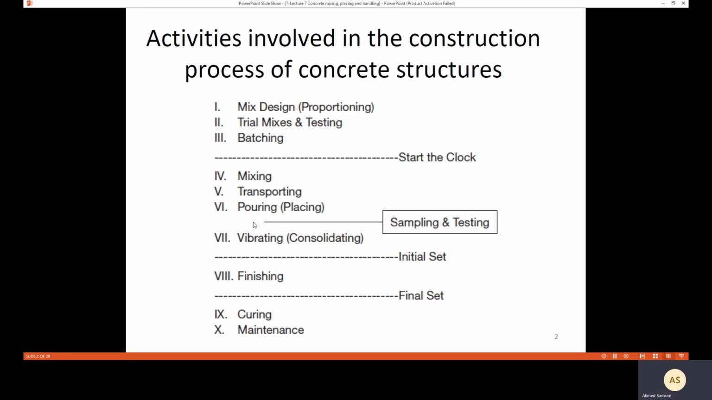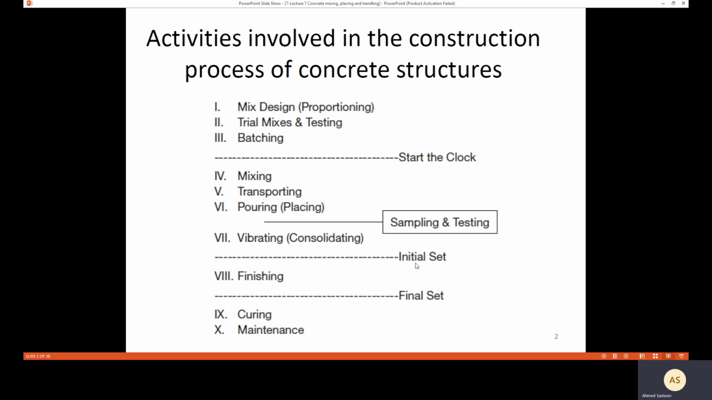After we place the concrete inside the structural members, then we are going to start the vibrating process or the consolidating process. In this process, we are going to vibrate the concrete so that we can get rid of the air voids. And if we don't get rid of the air voids, we are going to have a problem called honeycomb. All these processes should be done before the initial set. We know the initial set because we have done the test. We determine the initial set and the final set. These processes should be done before the initial set. That is why we said here we need to start the clock.